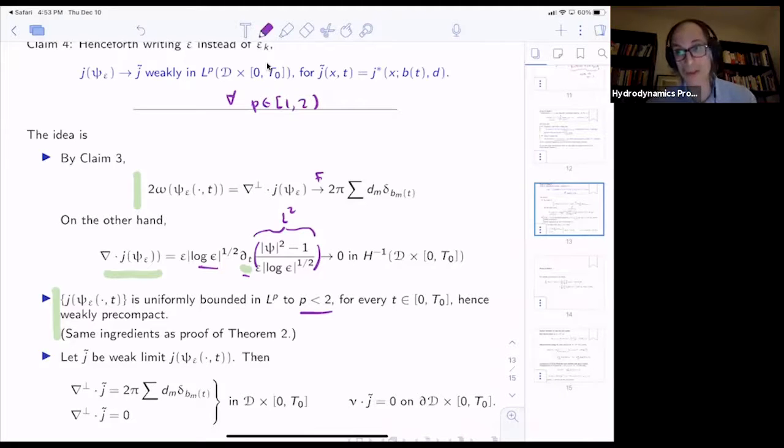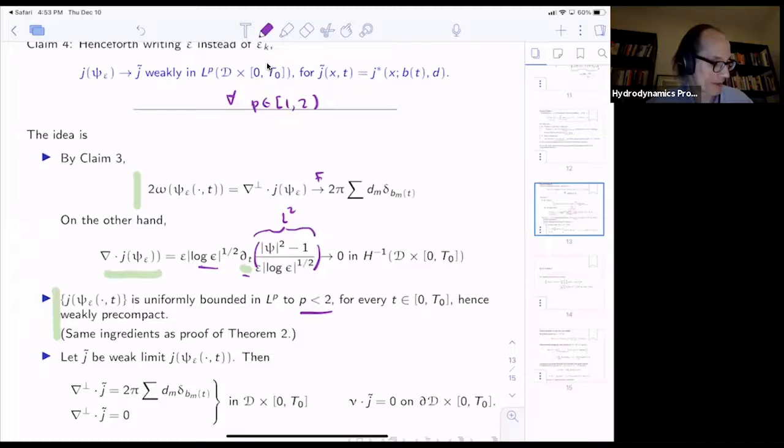And so the situation is we know that these diverge in, or we expect these diverge in L2 because the energy is logarithmically diverging, this log epsilon. But for every smaller p, in fact, they're uniformly bounded. And that means weakly precompact in the weak topology in L^p for those values of p as epsilon goes to 0. And so I'm just going to assert this, but it uses similar ingredients to the proof of theorem 2, where information about the vorticity allows us to control what the energy is doing, and so I'm basically asking you to accept this.